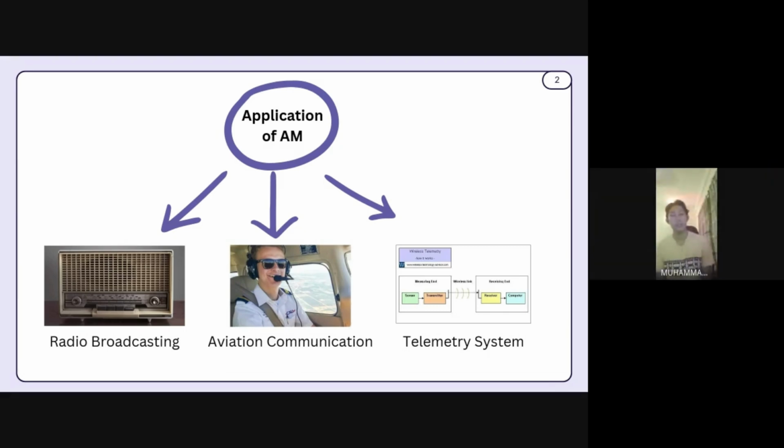Okay, we continue with application of amplitude modulation. The first one is radio broadcasting. What is the use of radio broadcasting? It is of course used to communicate over a long distance. It also can be used to listen to a song or news.